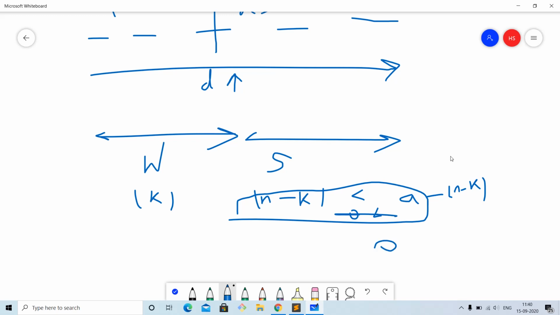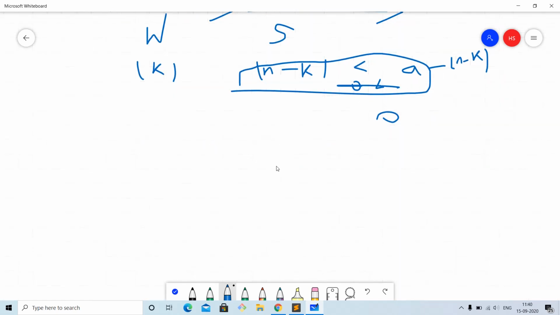But what about the other case? The other case is when the number of strong monsters is greater than or equal to the parameter A.